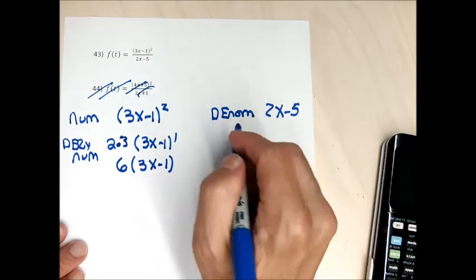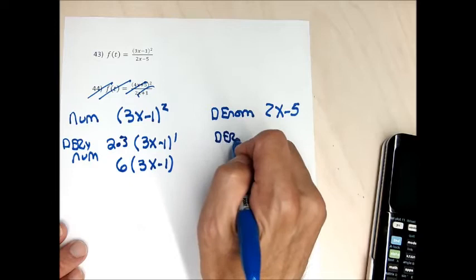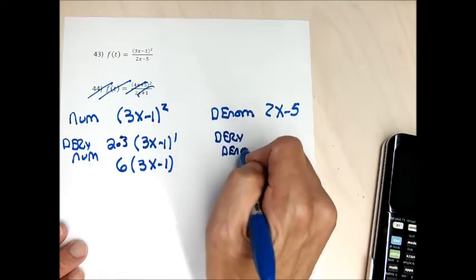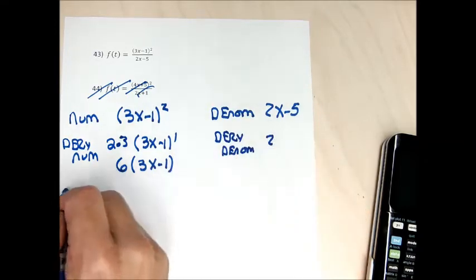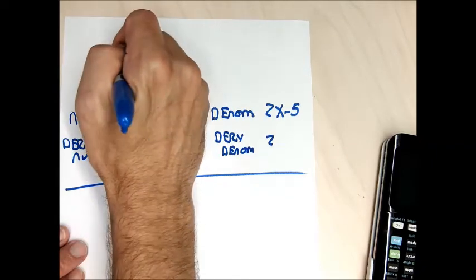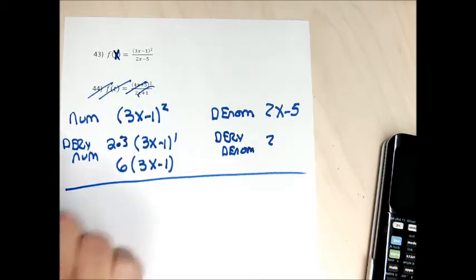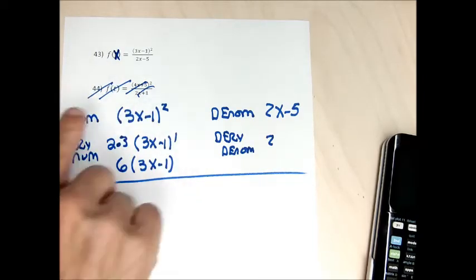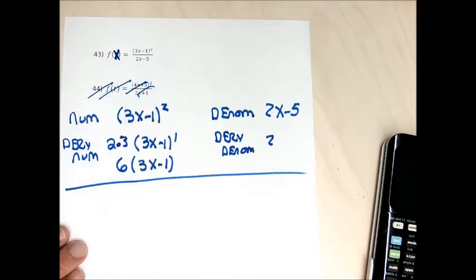The derivative of the denominator is just going to be 2. That's everything I need. So, oh, look at this. I have t's and x's. I either need to have both x's or both t's. Let me change that to f prime of f of x as opposed to f of t. It doesn't make sense to have the letters conflicting.